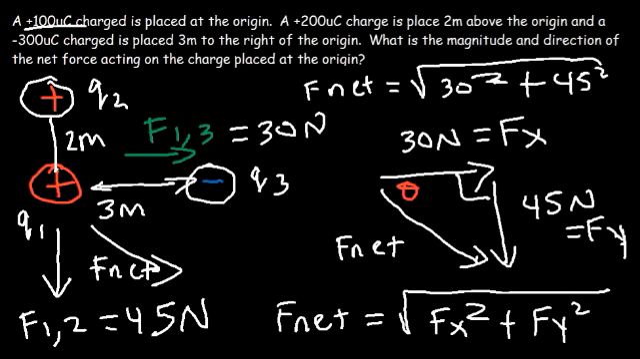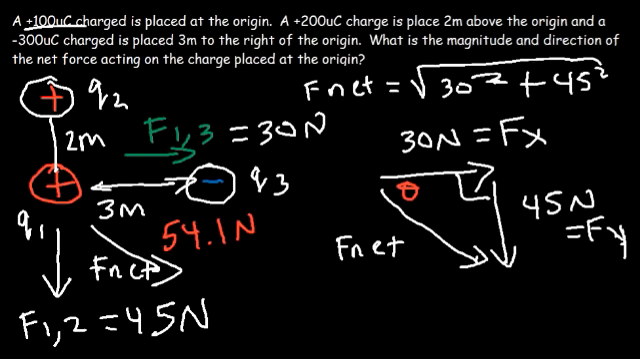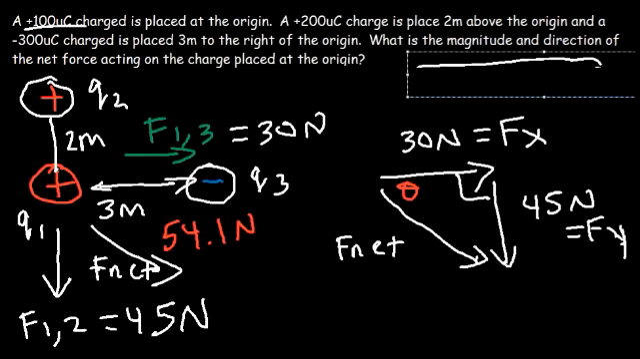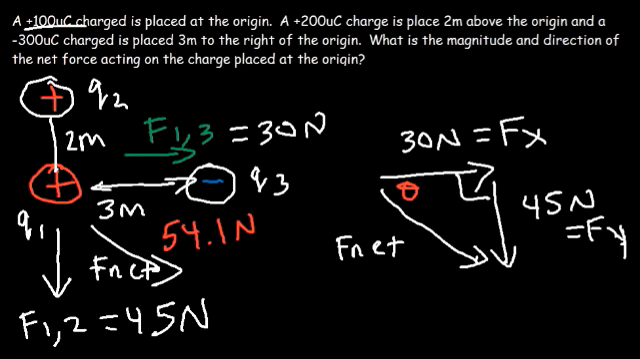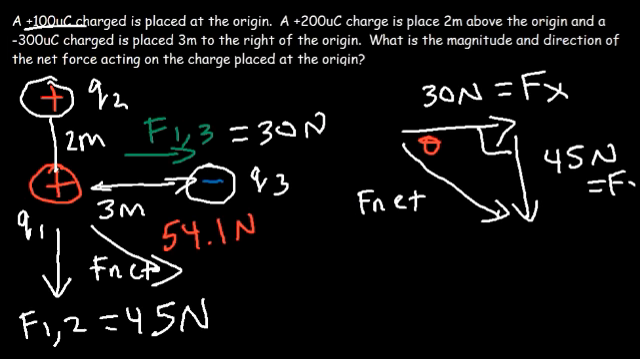So you should get a net force of 54.1 newtons. Now that we have the net force, how can we find the direction of the force vector? What do you think we should do? To find it, we can use the inverse tangent formula.